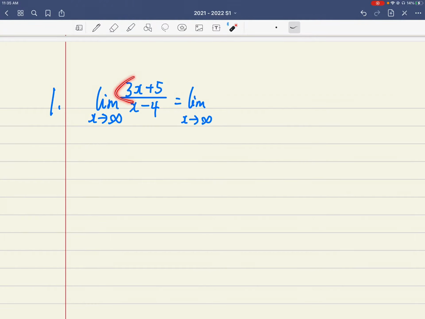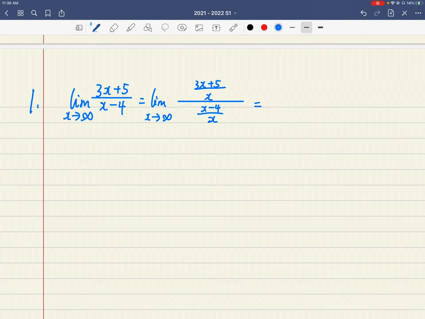So ask yourself, what's the highest power of x on the top? It's just 1, right? And what's the highest power of x on the bottom? It's also 1. So just divide the top by x to the power of 1, and divide the bottom by x to the power of 1. Then you will see the top is 3 plus 5 over x. The bottom is 1 minus 4 over x.